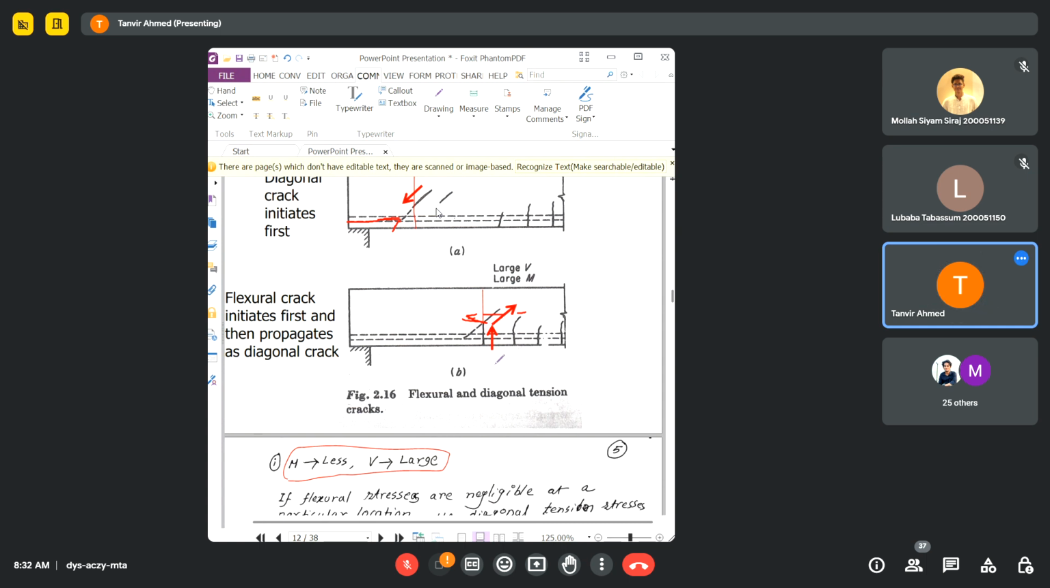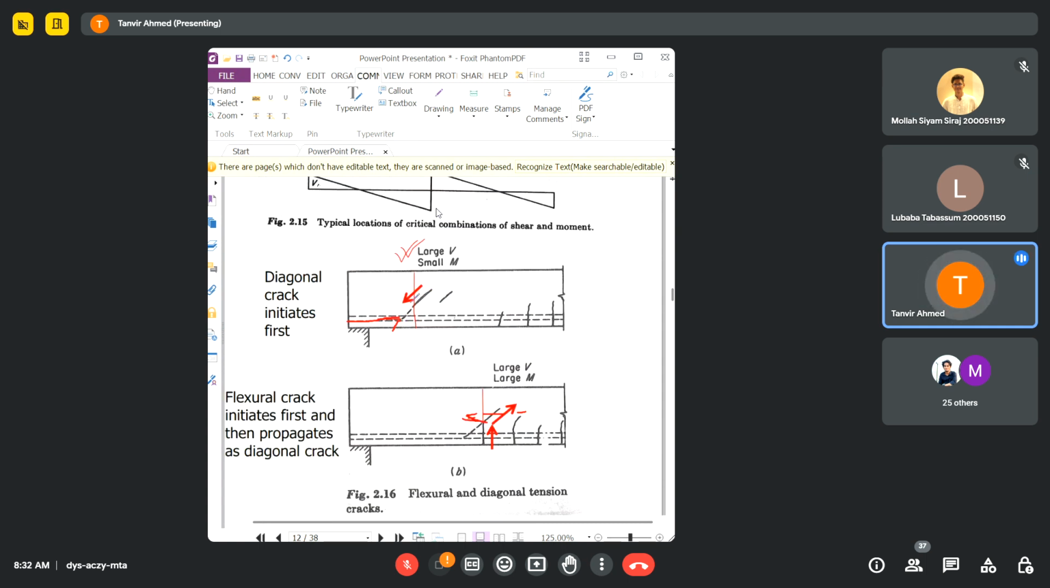Is this clear? In this case, the crack initiation will be for the shear. There is no crack for the flexure.